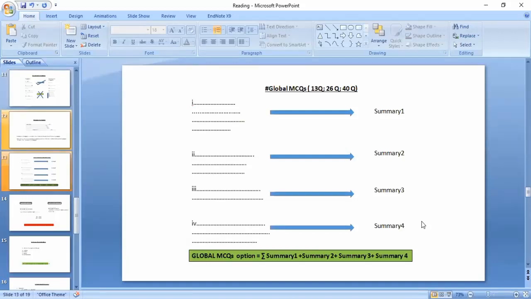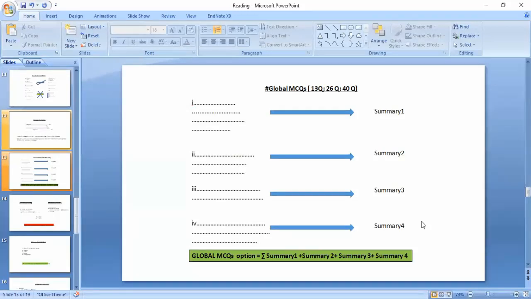Now, global MCQs questions. Usually, global MCQs questions means you have to find the overall summary of this passage, overall author's purpose of this passage. It's not relevant to a particular paragraph like we discussed in the MCQs questions before. So global MCQs questions usually come in question number 13, 26, and 40. So in order to find the answer to the global MCQs, you have to summarize the individual paragraphs.